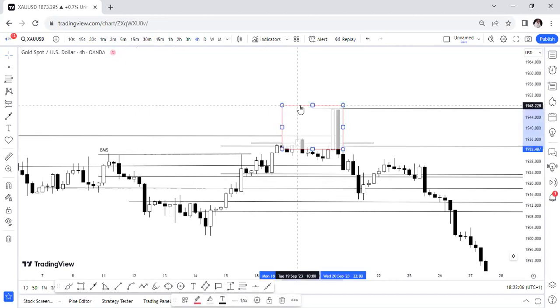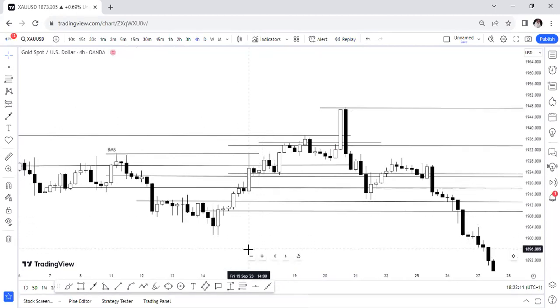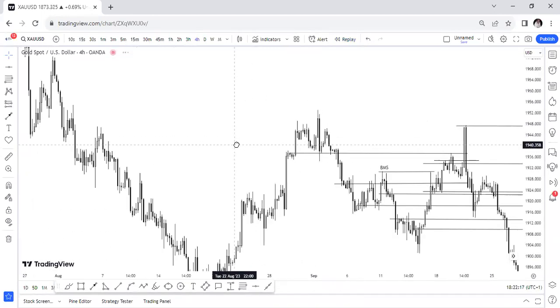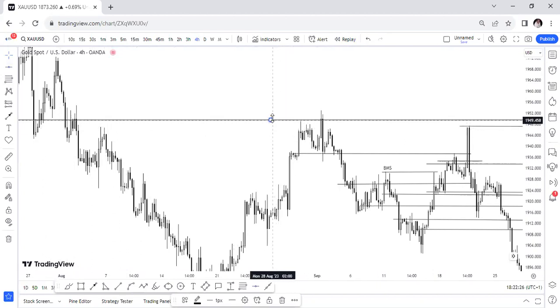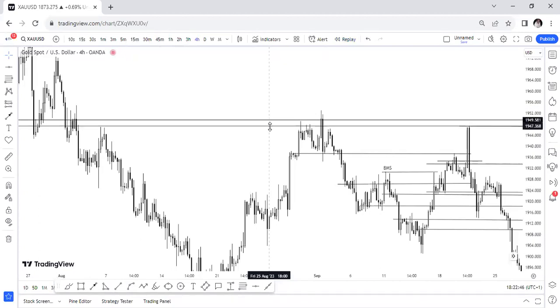Let me remove this so you can see the wick. I want to see where this thing is coming from. Yeah, so it's coming from this place. You see this? This is the first fresh level. This is another fresh level. This is another fresh level. Another fresh level here. This is, no, that's not a fresh level. This is a fresh level.